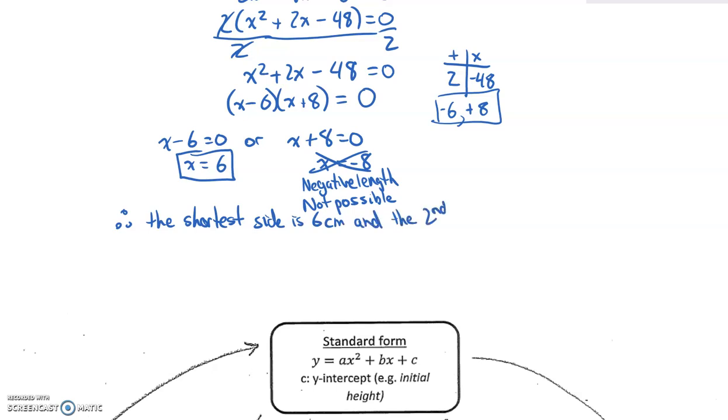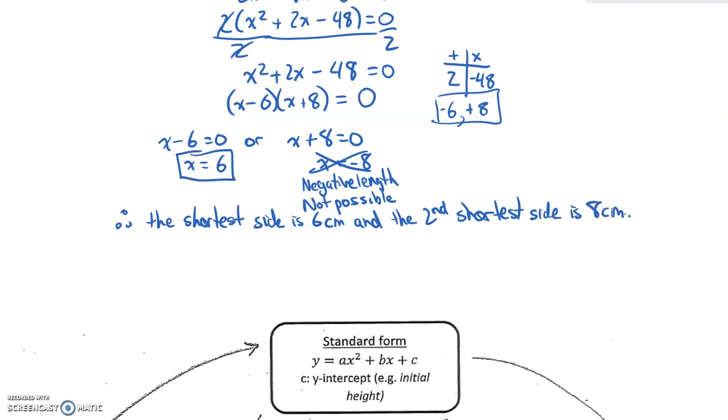And the second shortest side, or the height in this case, if we draw the triangle flipped around, we could have said that the base is 6 centimeters, or 8 centimeters, and the height is 6 centimeters. It doesn't really matter here. The point is the shortest side is 6 centimeters, and the second shortest side is 8 centimeters.